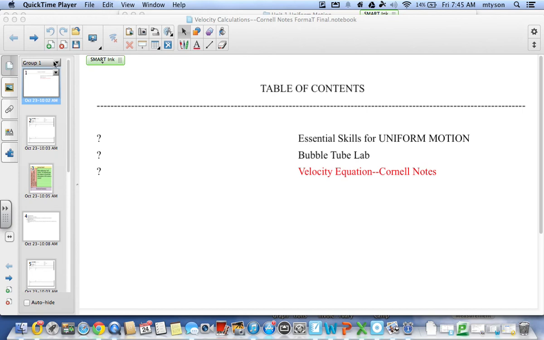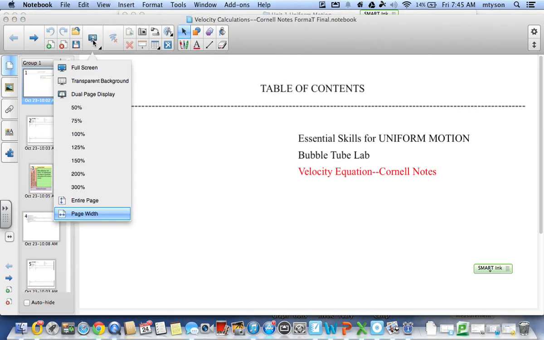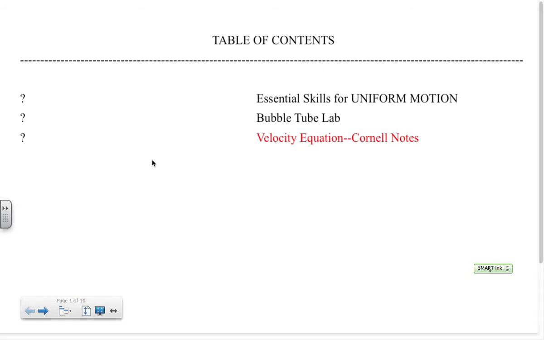All right, so the supplies that you're going to need for this will be your lab notebook and something to write with. And what I'd like for you to do is to go ahead and open up to your table of contents. When you open up to your table of contents, you'll see the next available page, what needs to be included. It's a velocity equation, Cornell notes.